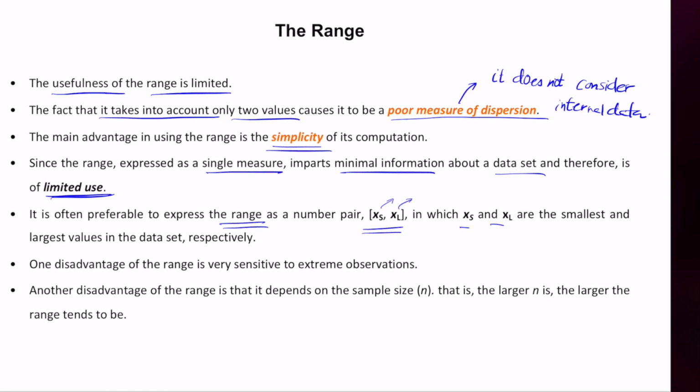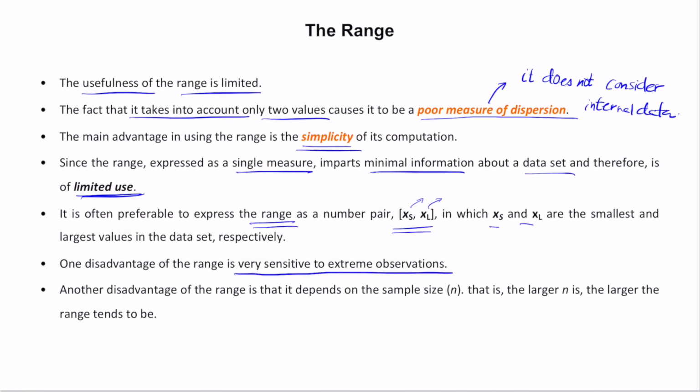Next, one main disadvantage of range is that it is very sensitive to extreme observations. For example, let's say in a data set one of the values is 110 and the other value is 200, so the range between these two values is 90. But if the larger value became really large, for example 300, the actual range becomes 190, which means that it's very sensitive to extreme observations.